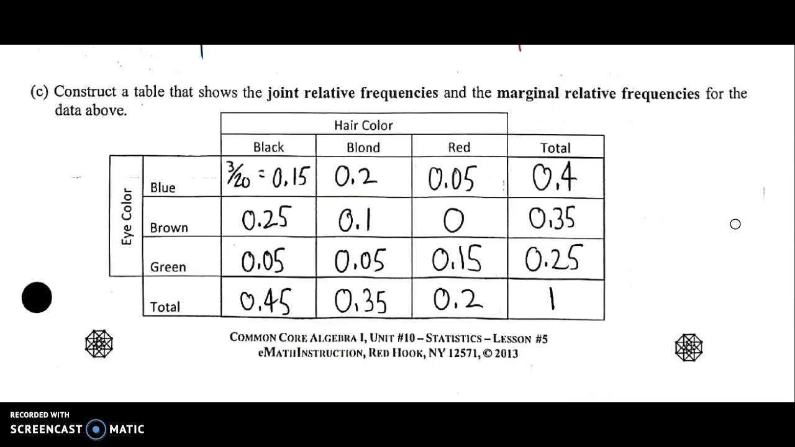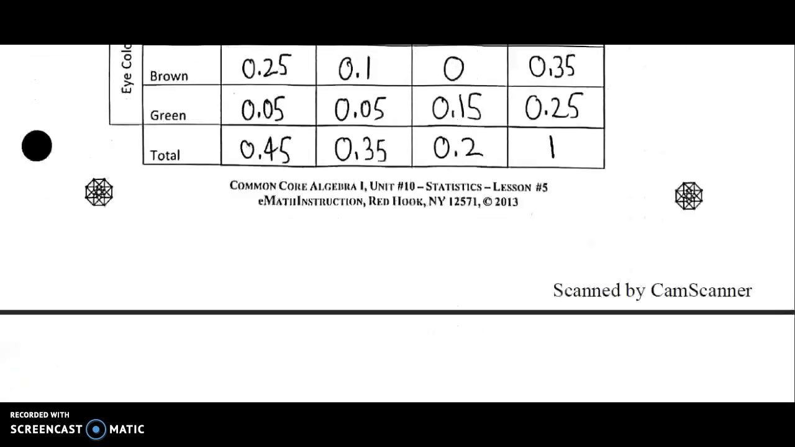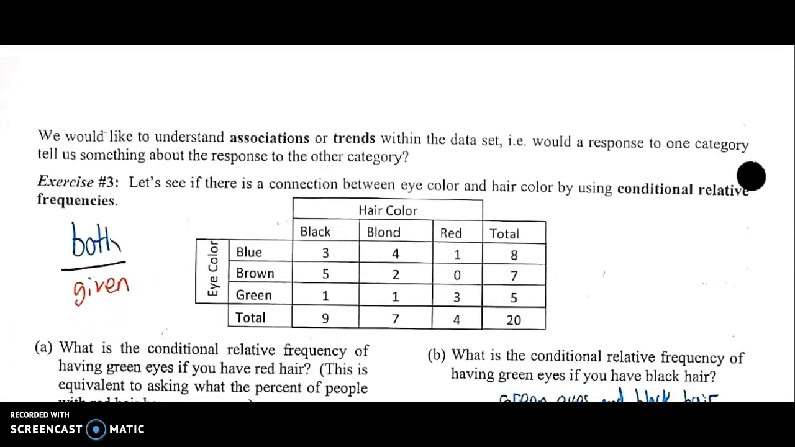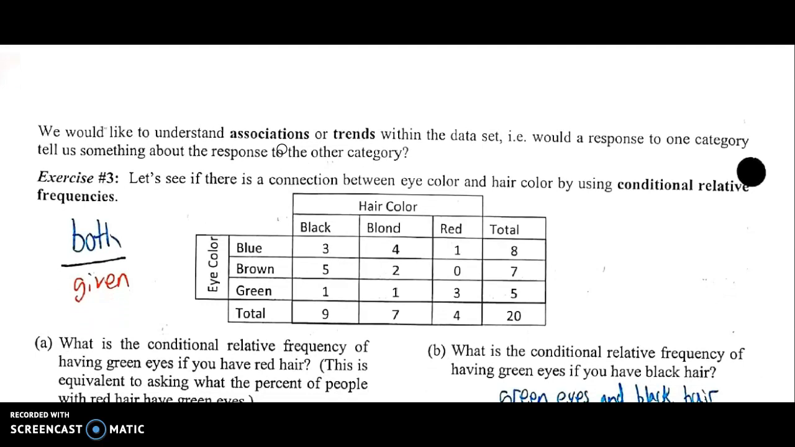So let's look at the next page in terms of how we're going to use a table like this. We'd like to understand associations or trends using that data set, and how I would respond to one category if I know that there's going to be certain given information in a second category. So we're going to use this, for example, to see if there's a connection between eye color and hair color using what we call conditional relative frequencies.